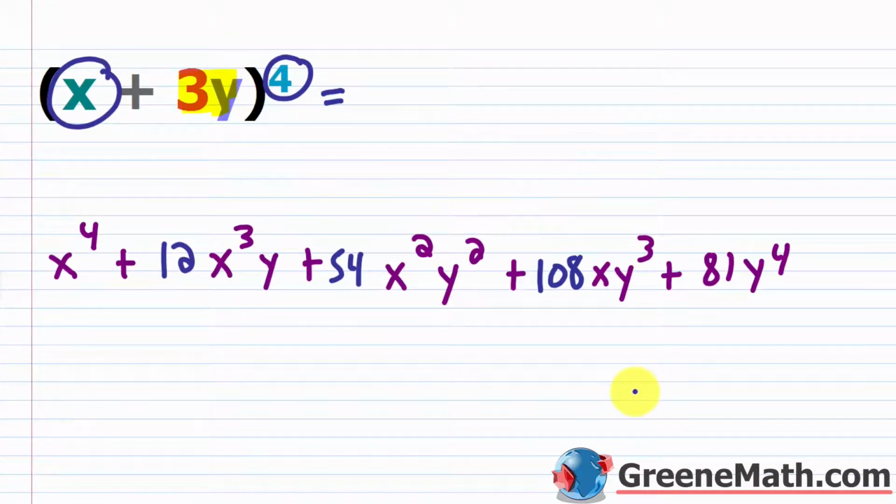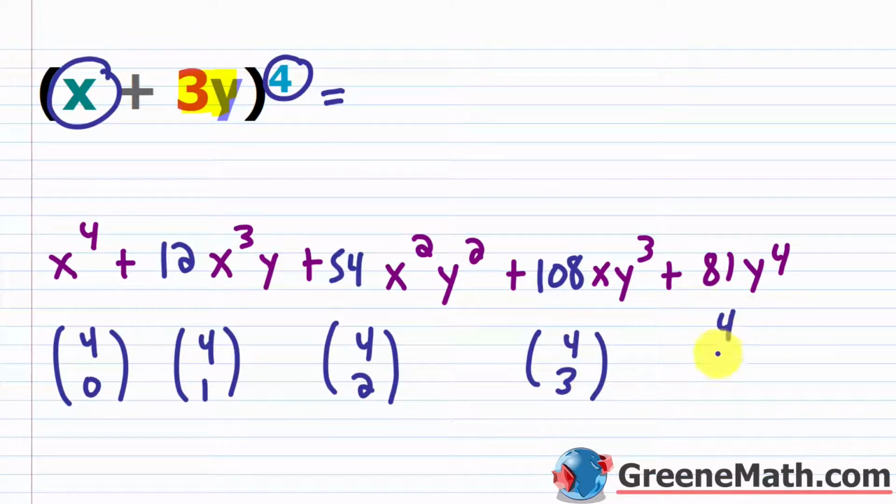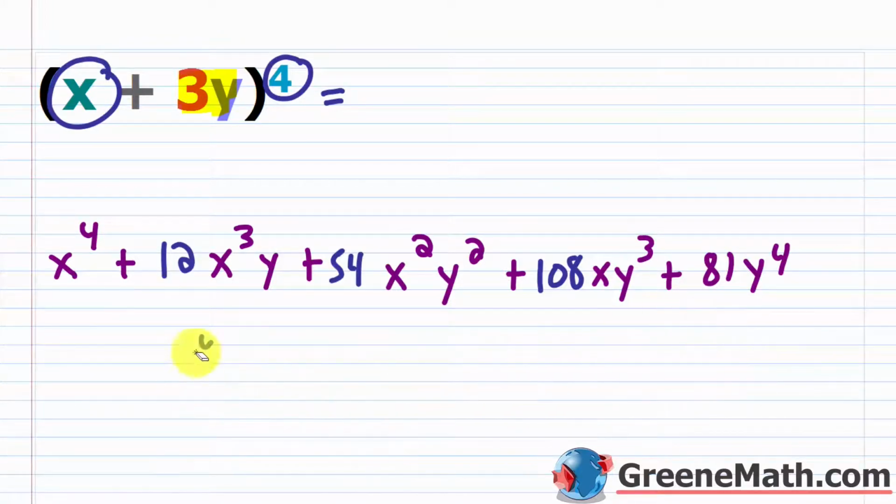Again, if you don't want to do it that way, you can use the combination formula. So again, you start with this. So it's 4 choose 0. Then it's 4 choose 1. Then it's 4 choose 2. Then it's 4 choose 3. Okay, then it's 4 choose 4, okay? And basically, if you crank all these out on your calculator, you're going to get the exact same answer, okay? So our result here is going to be x to the 4th power plus 12x cubed y plus 54x squared y squared plus 108xy cubed plus 81y to the 4th power.